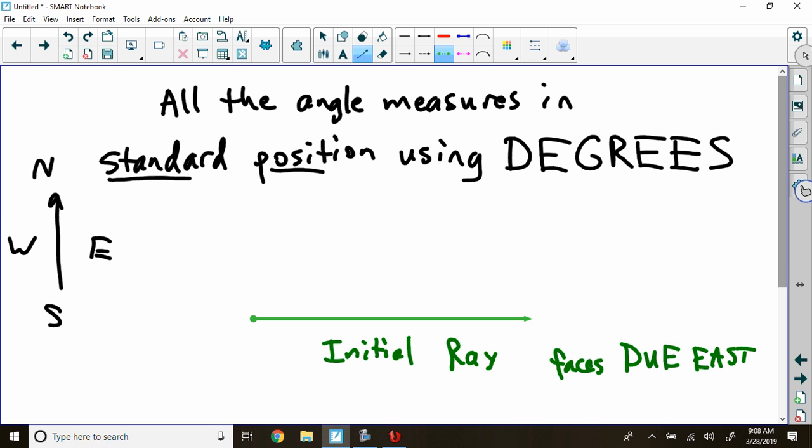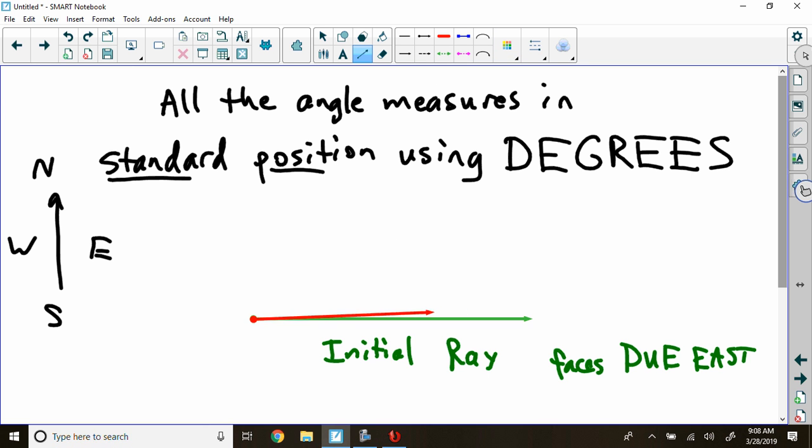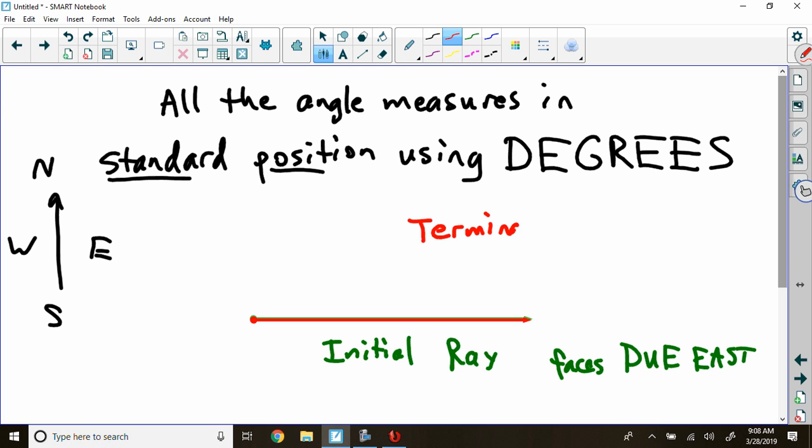There's another ray, it's the last one that you sketch, and sometimes it happens to face in the exact same direction. It's also a ray, and it's called the terminal ray. It has nothing to do with airports. It has nothing to do with getting fired. It just means it's the last ray that we draw.